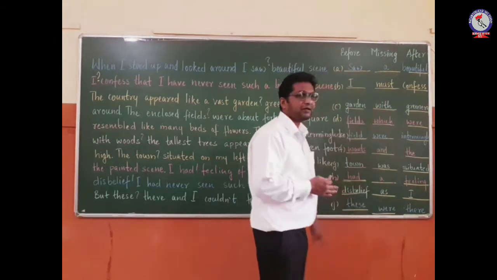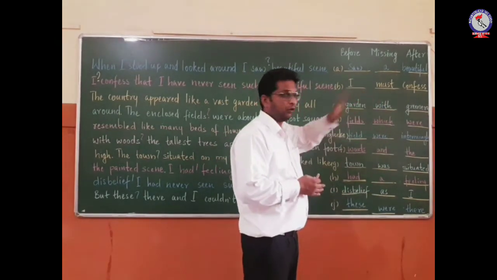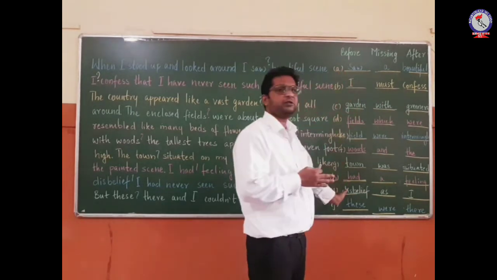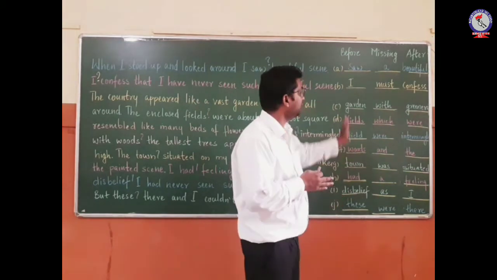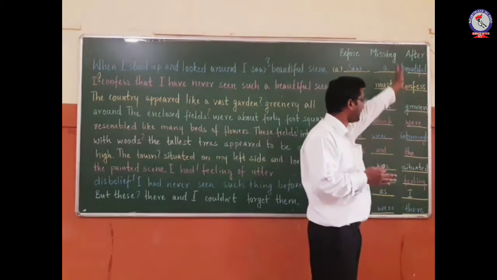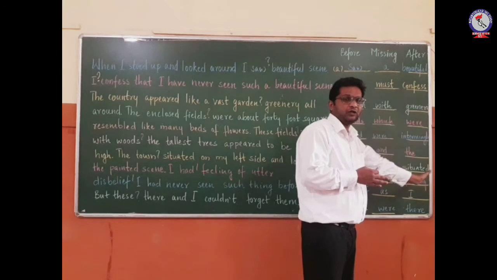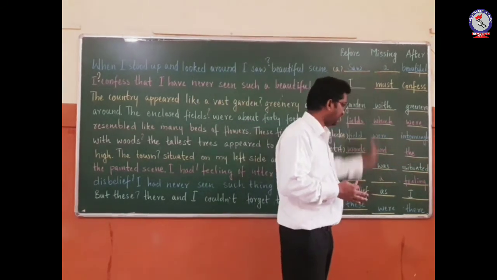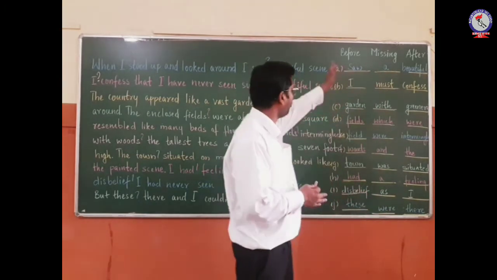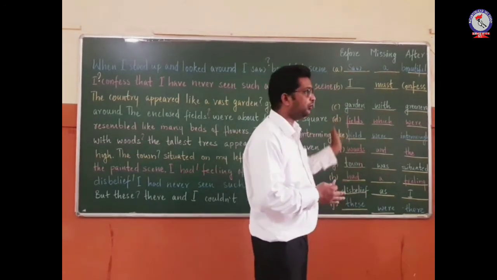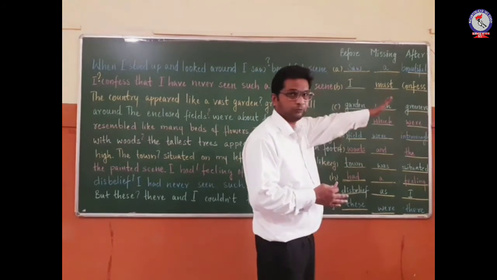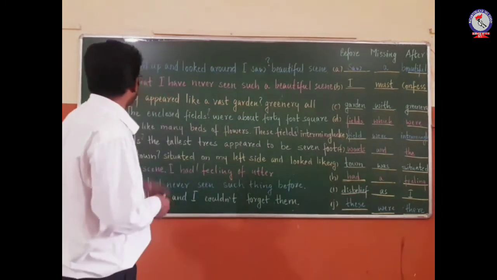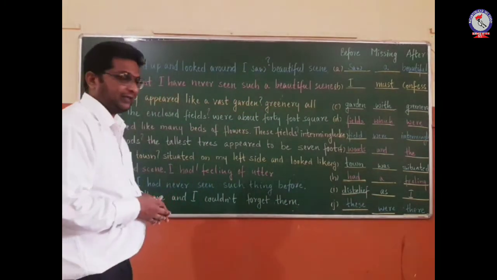Then, after writing the missing word, we will write the word that comes before the missing word here, then the word that comes after the missing word here. Now this would be the pattern of writing the missing word in the center, the word that comes before here, and the word that comes after here. So let's read out the first line.